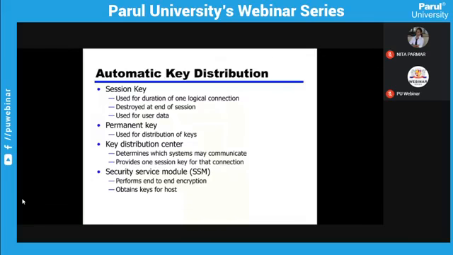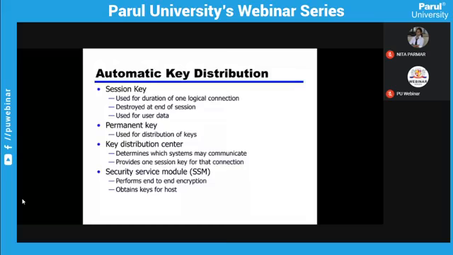And this key will be used for user data. This user data will be encrypted using this session key. And one permanent key will also be there, which will be used for distribution of keys by key distribution centers, that is KDC. And the key distribution center will determine which systems may communicate. Meaning the KDC will allow which hosts will now share the data, and it will provide session keys to that sender and receiver, meaning only one logical connection.